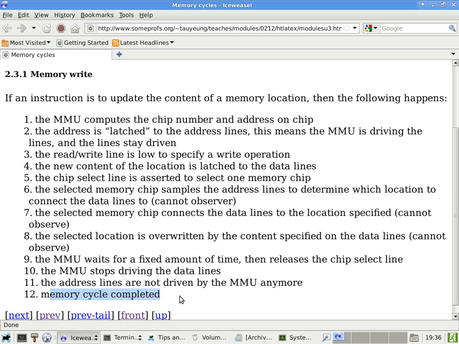This is a write cycle. This is how we write to a single location on a memory chip. Are there any questions so far? Do we need to remember all the steps?